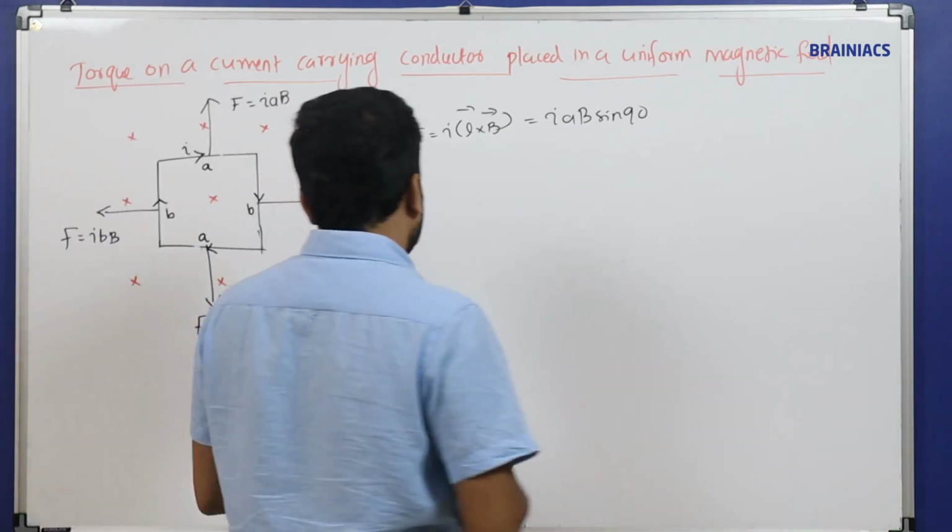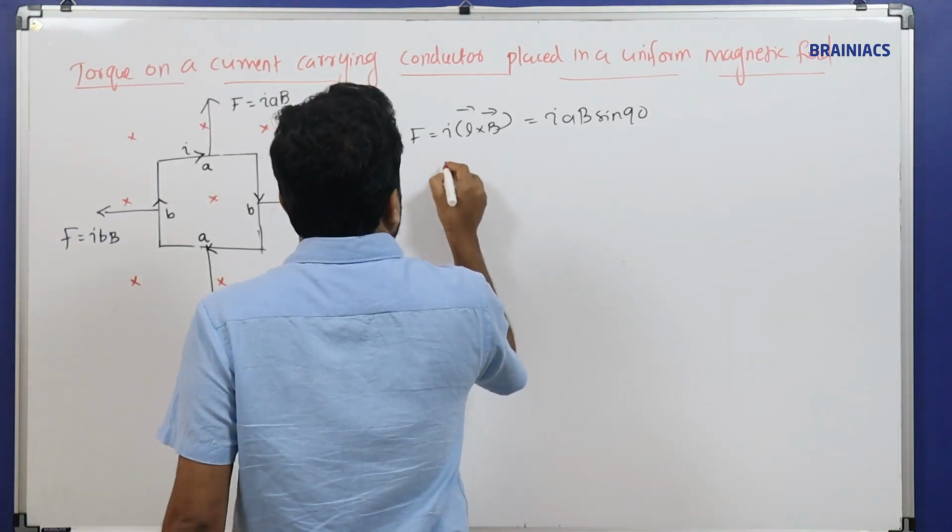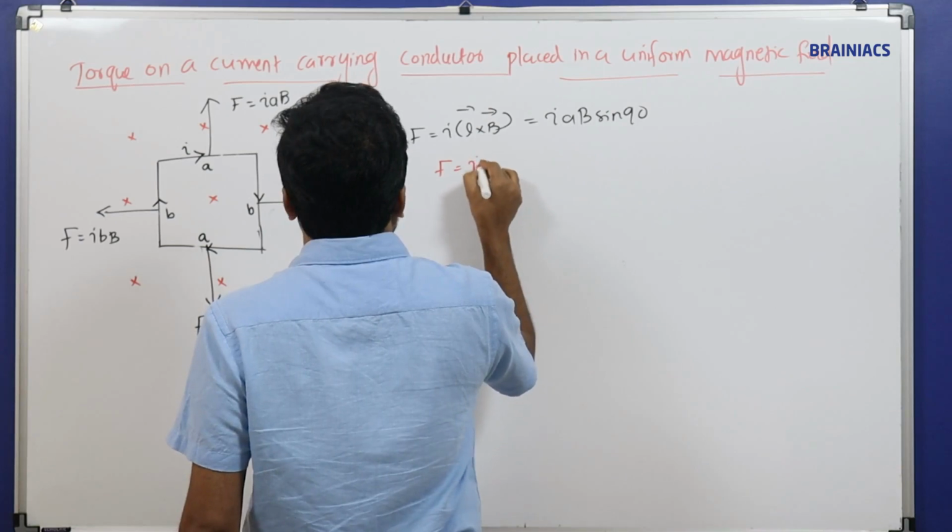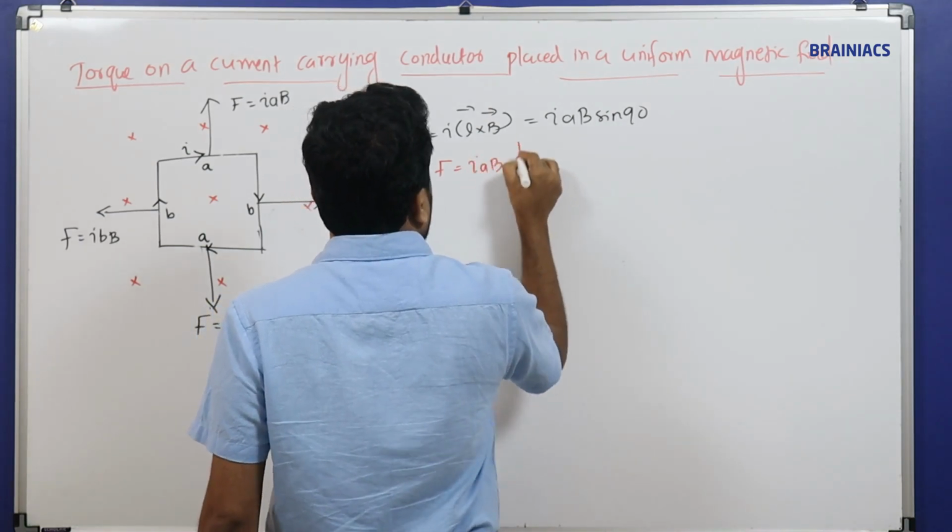Okay, so we'll write a couple of points here. F is equal to IAB in upside.